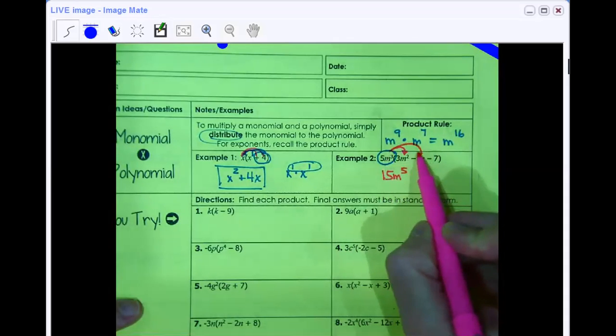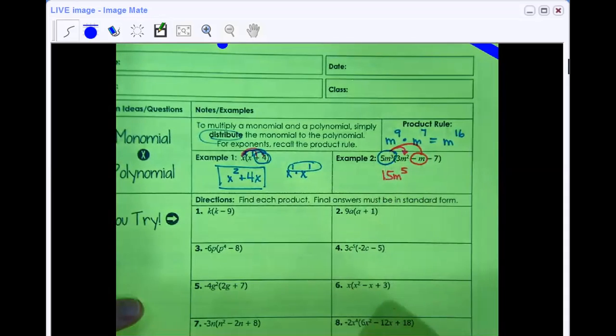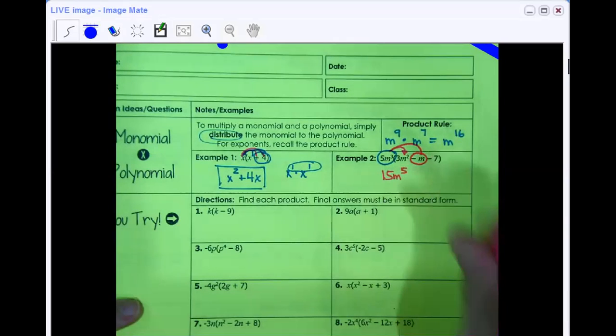Now I'm multiplying it times the negative m. Do not forget that negative sign. So remember that's like an understood 1. So 5 times a negative 1 gives me a negative 5. There's also an understood 1.